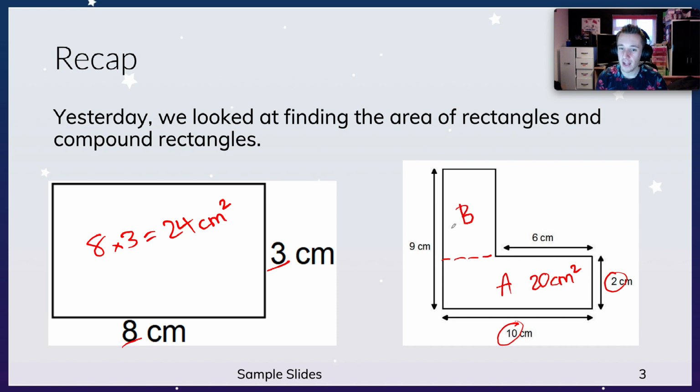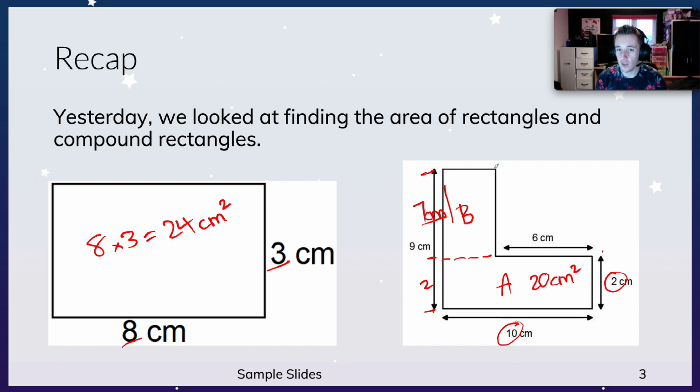Now to find B, we need to work out what the lengths are, which is a little bit tricky because we don't know what they are. Now to find out this one here, we would do 9 take away 2, because 9 is from here to here, and 2 is from here to here. So if 2 is that bit, and 9 is all of this, then this bit here must be 7 centimetres.